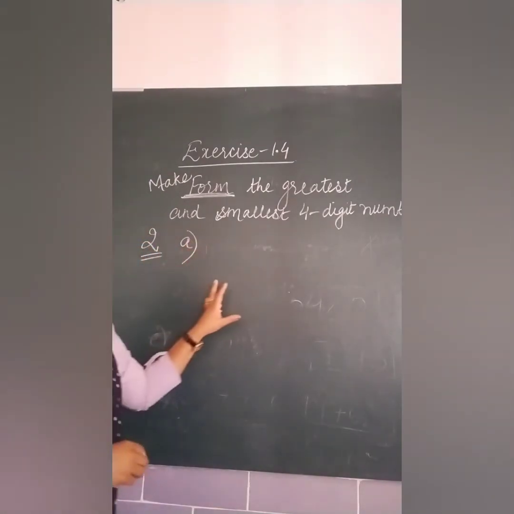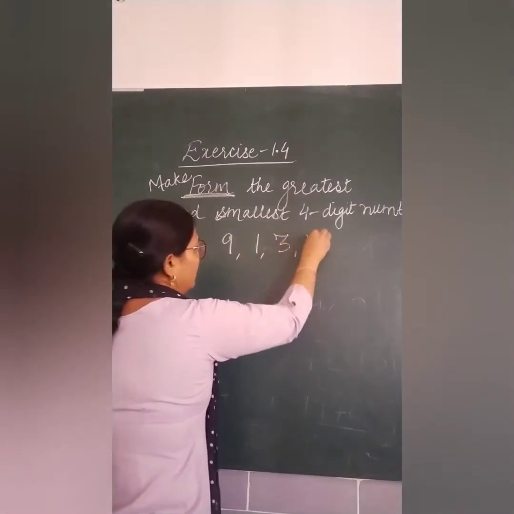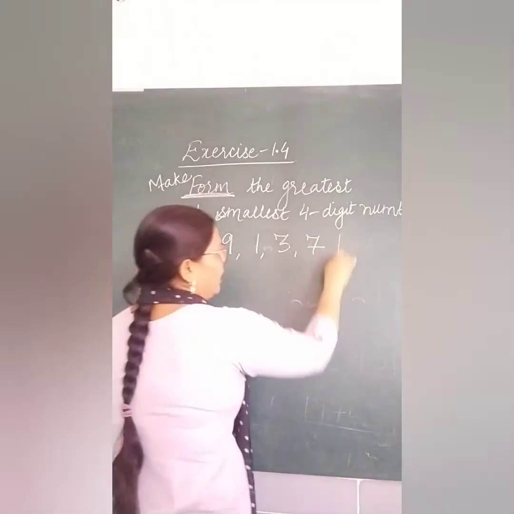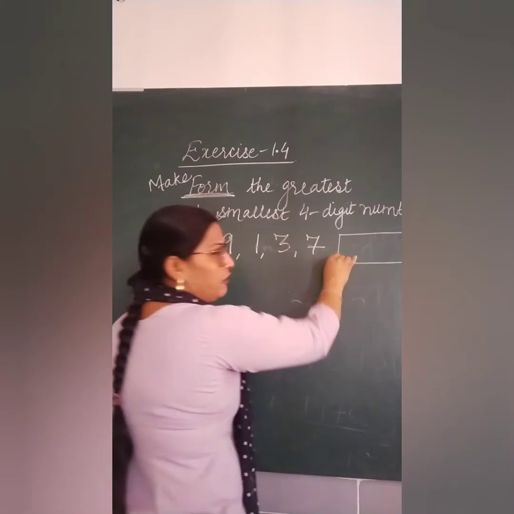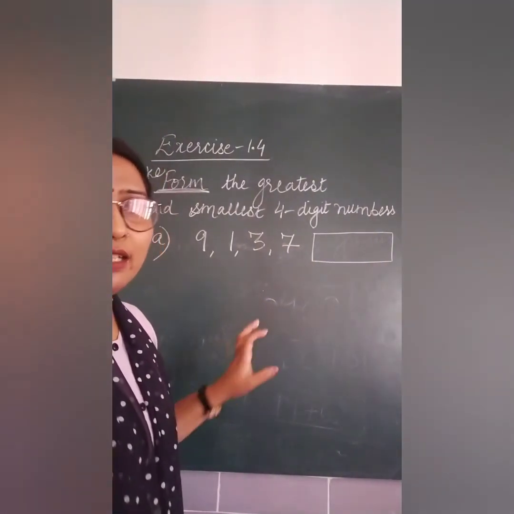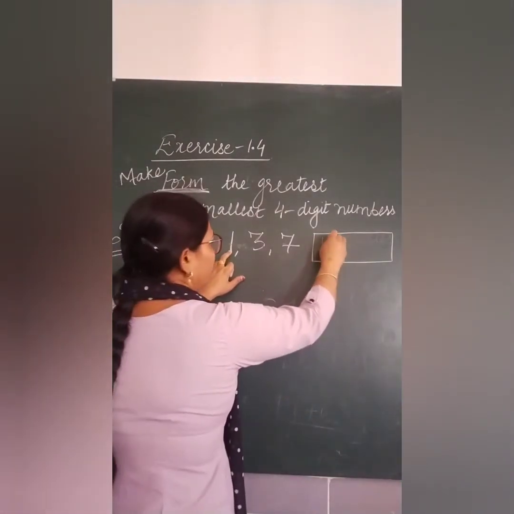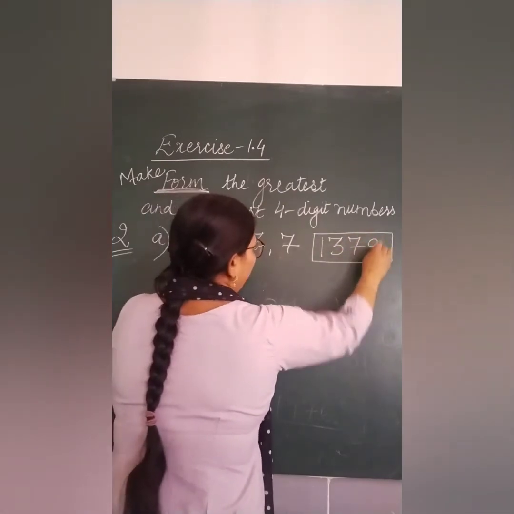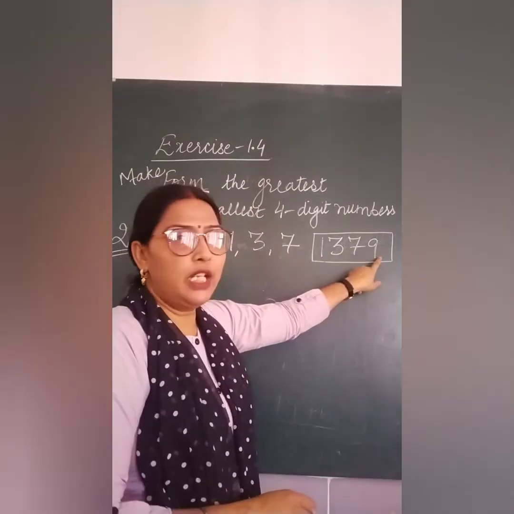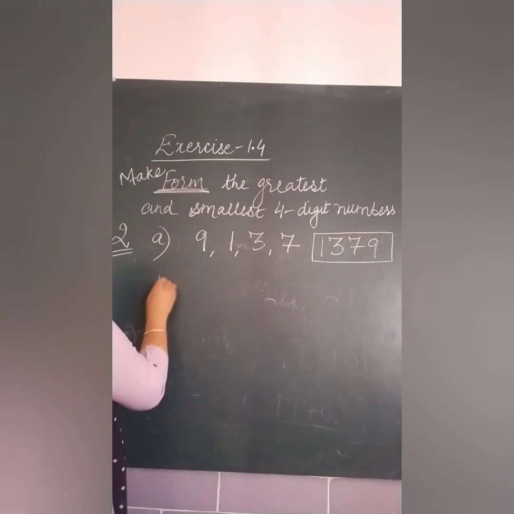What are the digits given here? These are 9, 1, 3 and 7. These 4 digits are given and we have to make the smallest number with the help of these 4 digits. Now we will arrange these digits in which order? Increasing order. So 1, 3, 7, 9. So this is 1379.